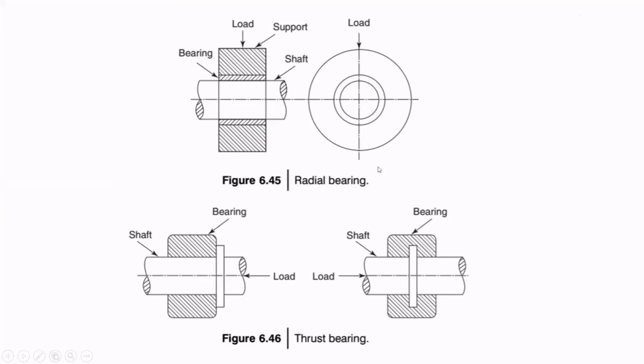Okay, if the load is in the axial direction, meaning the load is acting along the axis of the shaft, then it is called a thrust bearing. Here the load is in the radial direction, here the load is in the axial direction. We arrange some collars for the bearings in a thrust bearing. These are the first types of bearings, radial bearing and thrust bearing, based on the load.